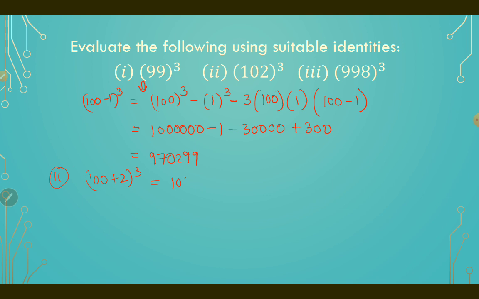That's nothing but 100 cube plus 2 cube plus 3 into 100 into 2 into 100 plus 2. So that is nothing but 100 followed by 6 zeros plus 8 plus 600 into 100 plus 2. That's nothing but 1061208.